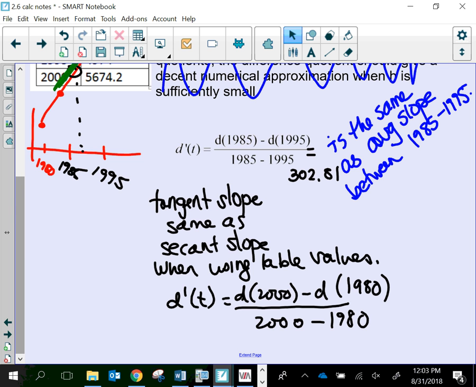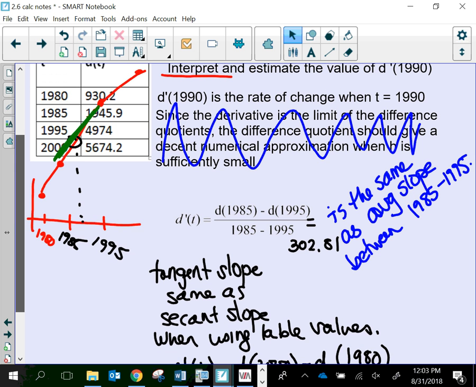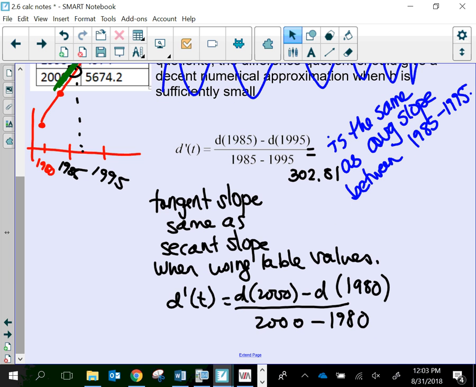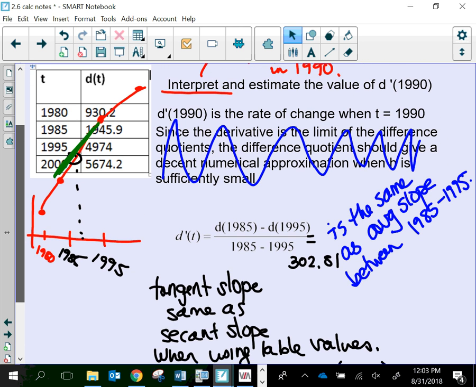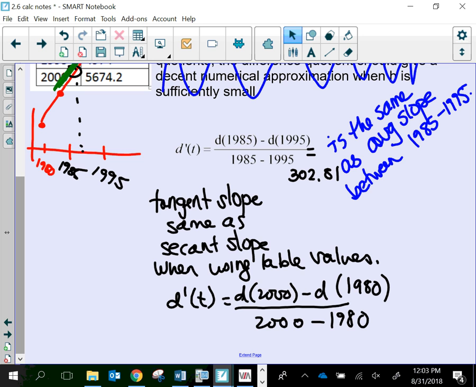D of 2000 minus the D of 1980. So let's see. D of 1980, sorry, I went to 80. All the way to 80. 930 divided by, how many years is that? 20. This just stresses me out. I like the math, but the fact. Well, okay.